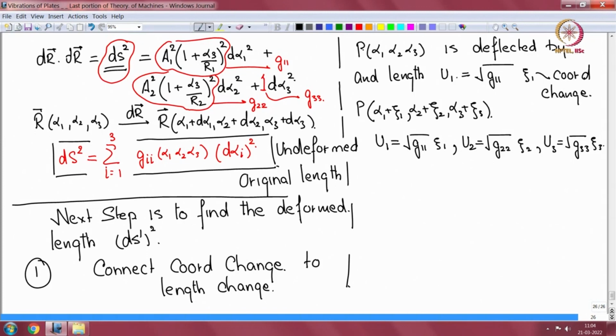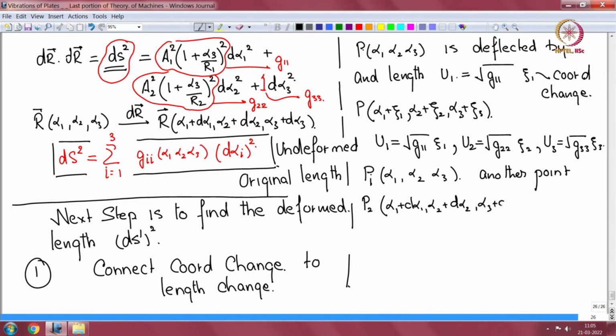Okay. So now we have a point P1 at alpha 1, alpha 2, alpha 3, and there is another point P2, which is at alpha 1 plus d alpha 1, alpha 2 plus d alpha 2, alpha 3 plus d alpha 3.